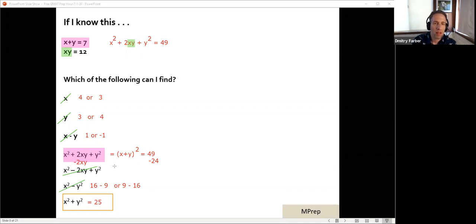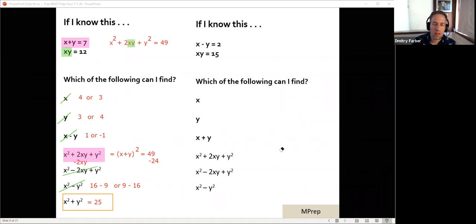All right, cool. Let's try another variation. What if I know the difference and the product? So again, take about a minute and see if you get different ideas about this.